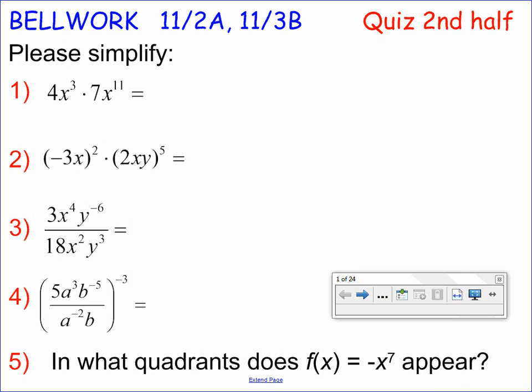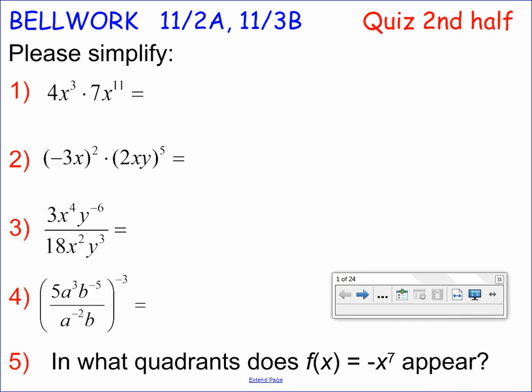Thank you. At this time, I'd ask you to raise your hand if you do not have a red mark for today, the 2nd of November. Great. Quick reminder, we have the quiz second half with exponent properties, and the questions look very similar to these 5 Bellwork questions. So let's go ahead and get started right now.